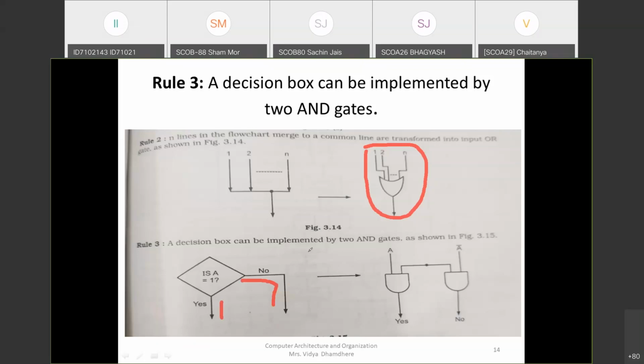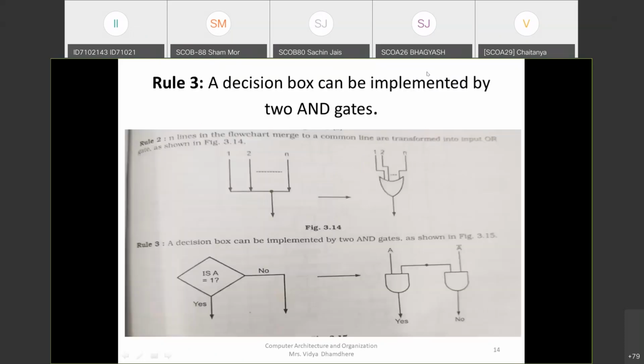This flow chart is represented in terms of software, but how will it be implemented in hardware? 2 AND gates are taken. One input of the AND gate is shorted and another input is kept as A, and the next AND gate input will be kept as A bar, and from there the output is generated. One output is given as yes and the other one is no. So the total decision box in a flow chart will be replaced in hardware by these two AND gates. These are the three rules which are used for the delay element.